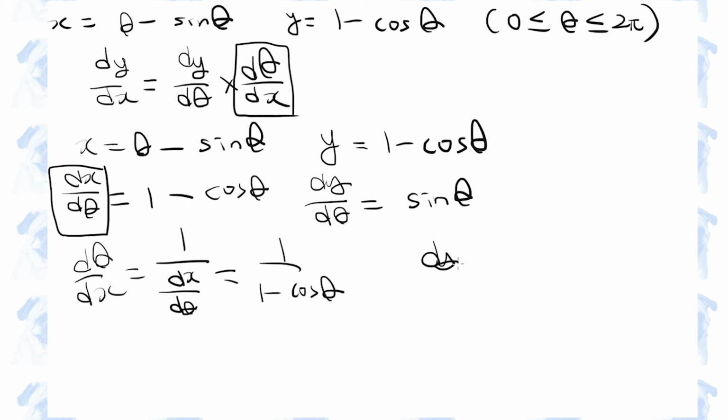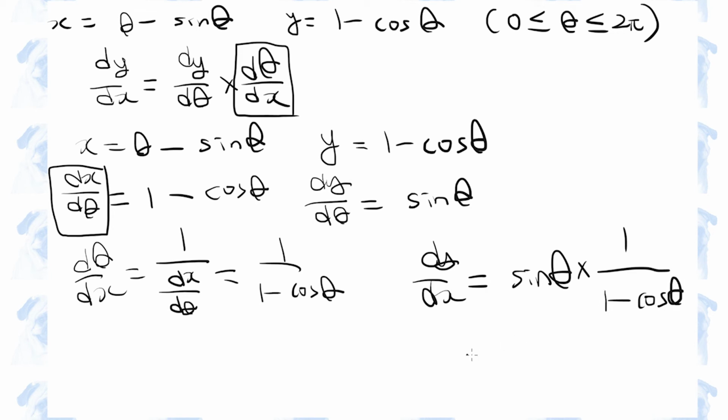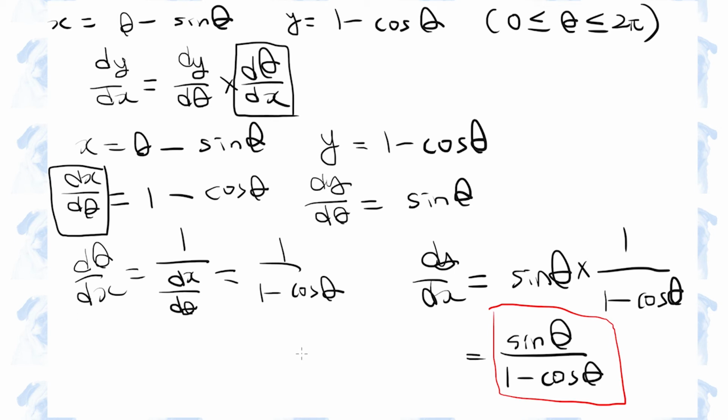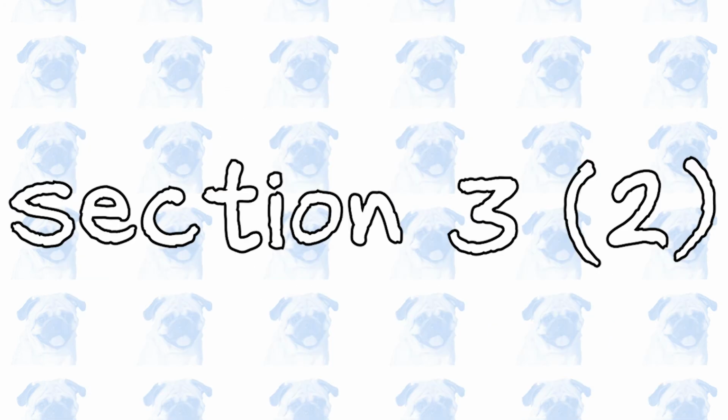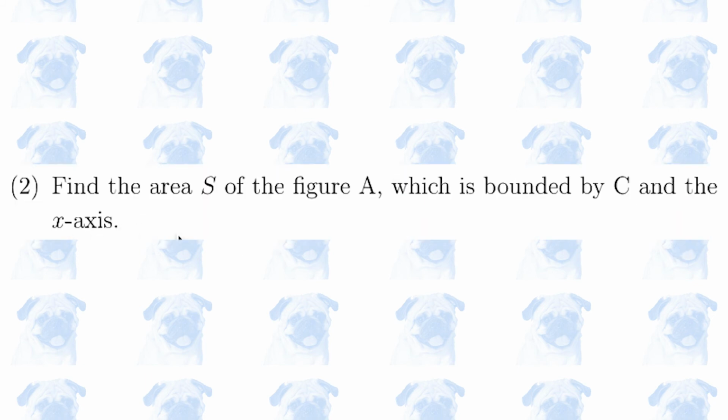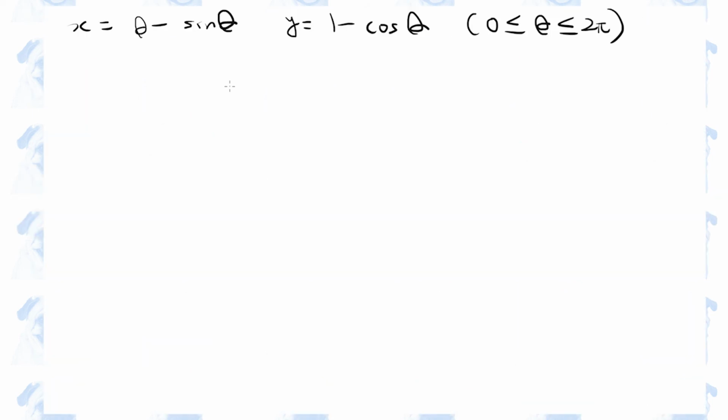So dy/dx is sine theta times 1 over 1 minus cosine theta. And this is the answer to number 1. Number 2. Find the area S of the figure A, which is bounded by C and the x-axis. Let's try to visualize the graph of these parametric equations.